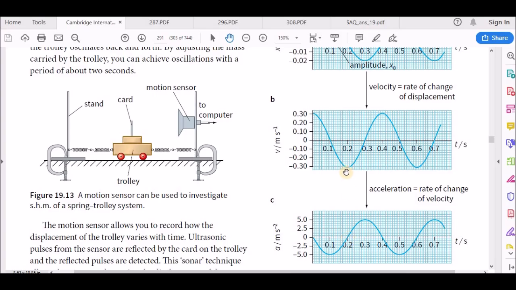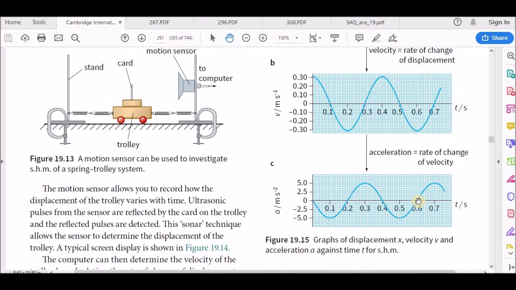Then after that you can see acceleration is 0 because the gradient is 0. Then the gradient becomes more and more positive and becomes a maximum value, so acceleration is maximum. Then from here to here the gradient becomes less and becomes 0. Acceleration becomes less and becomes 0.